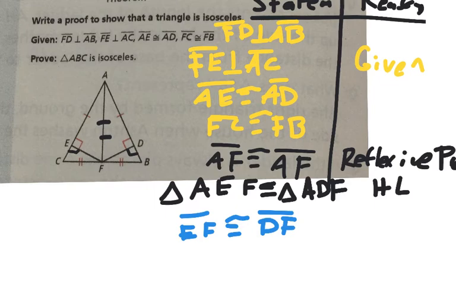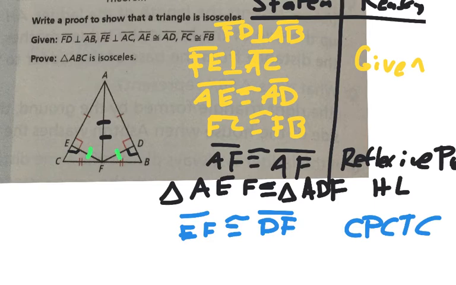That means that all of the corresponding parts from this triangle are congruent to the corresponding parts in the other triangle. I could say that angle A and angle A here have to match. I can say that angle F and angle F there have to match. All the parts have to be congruent to their corresponding part. And so the reason I know that that works is CPCTC. Corresponding parts of congruent triangles must be congruent. So now I have said that EF and DF are congruent.